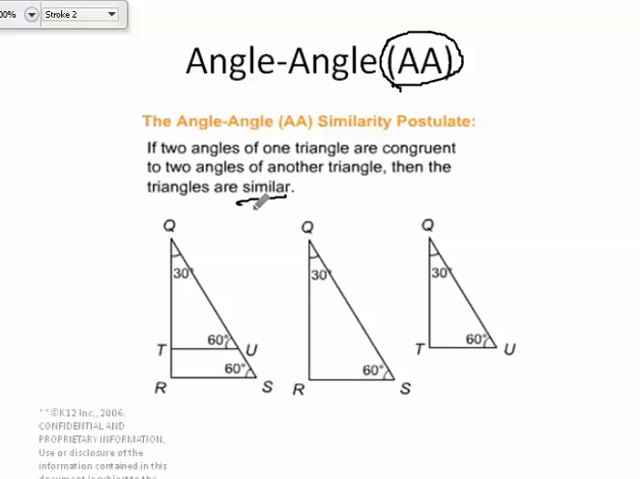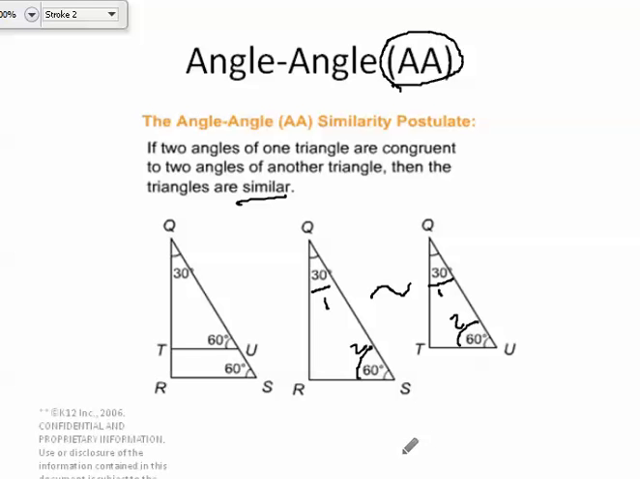Much easier to do. All I've got to do is find two angles in the triangles as being congruent. So if I look at this triangle here, I've got a 30-degree angle here, I got a 30-degree angle here, and I've got a 60-degree angle here and a 60-degree angle here. That's two angles in one, two angles in the other. They're congruent. That means these two triangles are similar to each other. Yes, that means the sides are in proportion. And if I had any questions about the sides, I could now use those ratios to get this done.